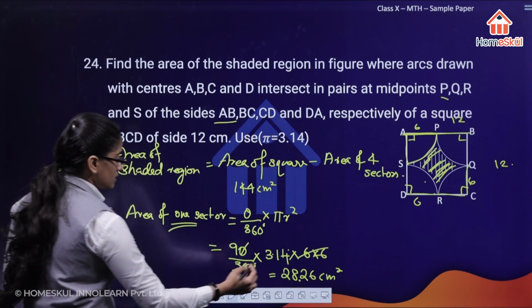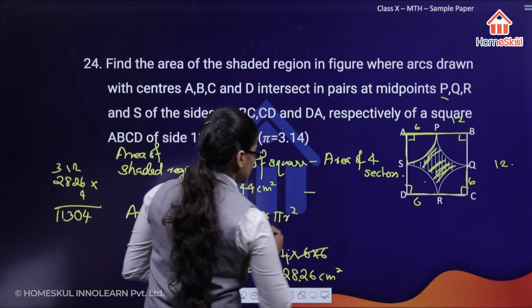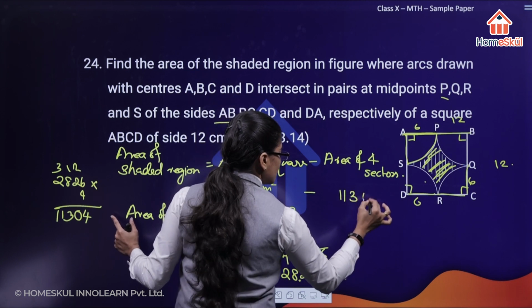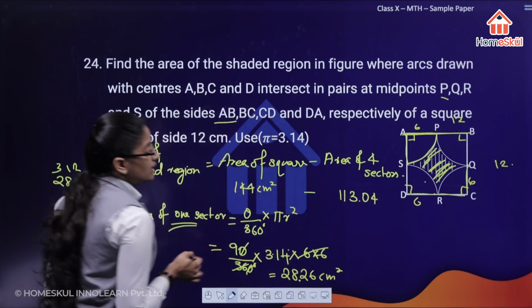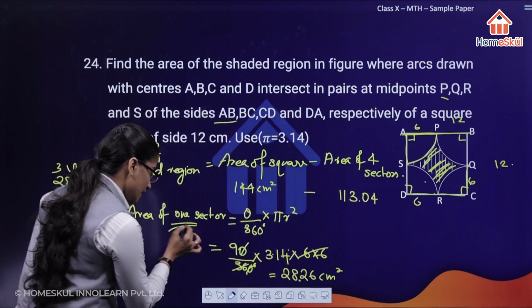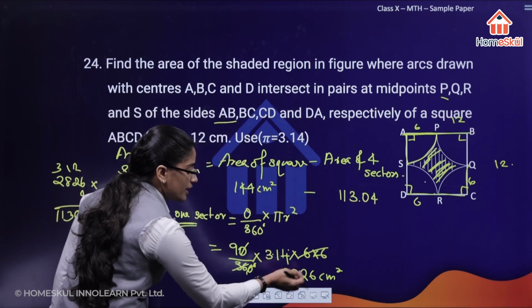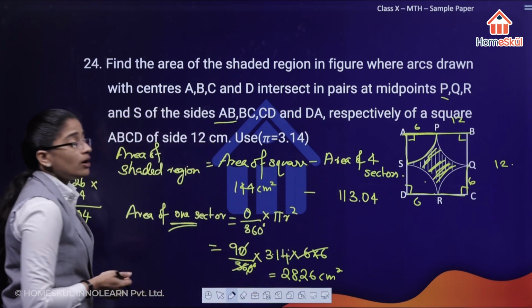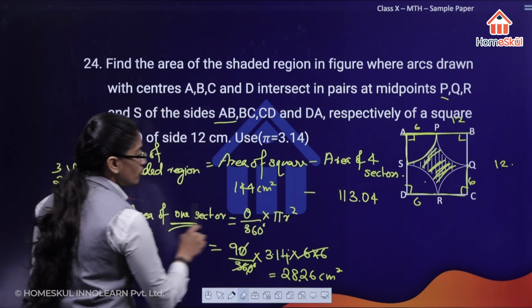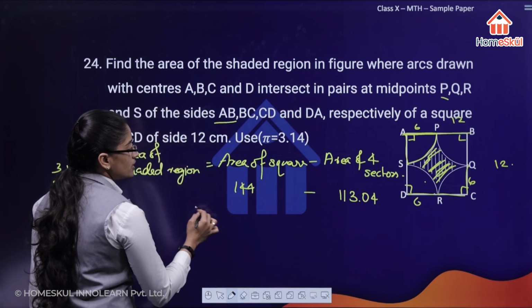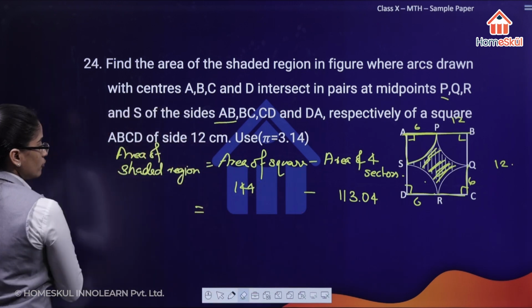So, area of 4 sectors is equal to 113.04 centimeter square. Here, area of one sector is equal to 28.26 centimeter square. Therefore, area of 4 sectors is equal to 113.04 centimeter square.